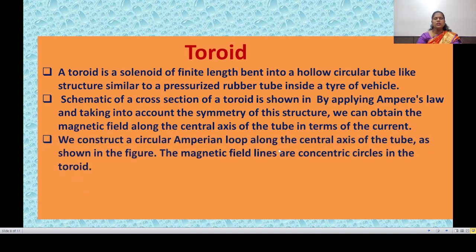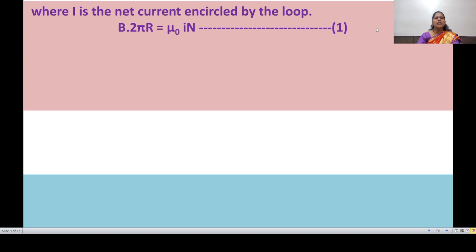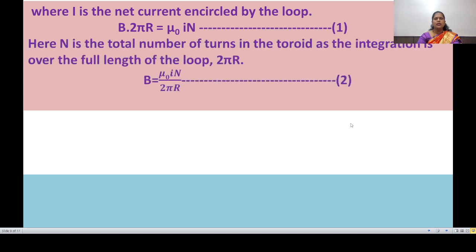Now we consider a circular Amperian loop along the central axis of the tube. The magnetic field lines are concentric circles in the toroid. The direction of the field is given by the direction of current in the coil around the toroid. So Ampere's law, the line integral of B dl is equal to mu0 I, where I is the net current encircled by the loop.